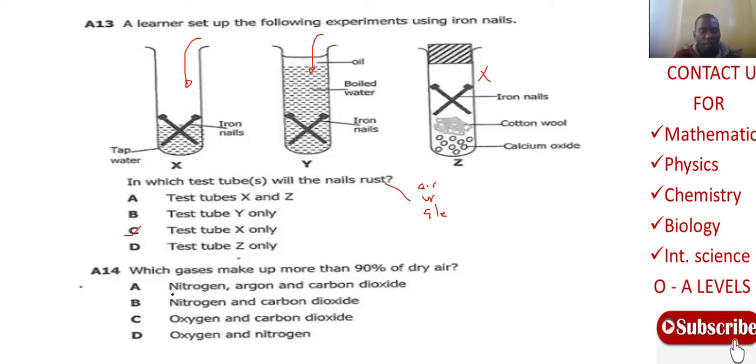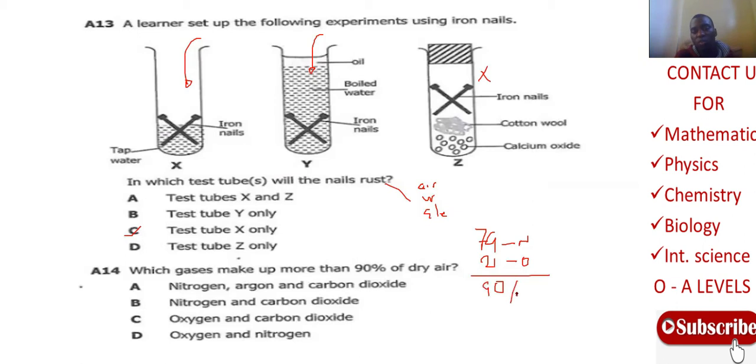Okay, A14: which gases make up more than 90% of dry air? Now, the composition of air is 79% nitrogen. So this is the nitrogen. Then 21% oxygen. That is the composition. Then we have about 0.03% carbon dioxide and the other gases also. So when you just add these two, we are going to have a 0, then 7, and that is 9 there.